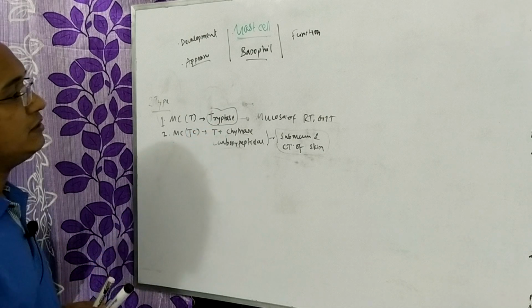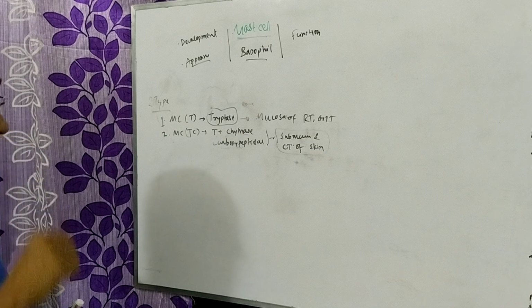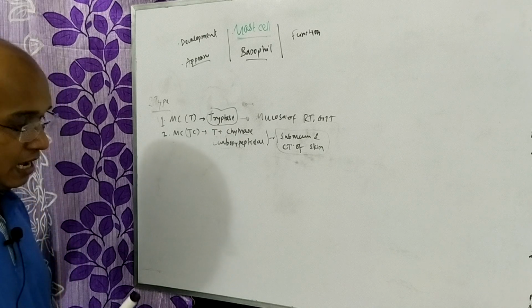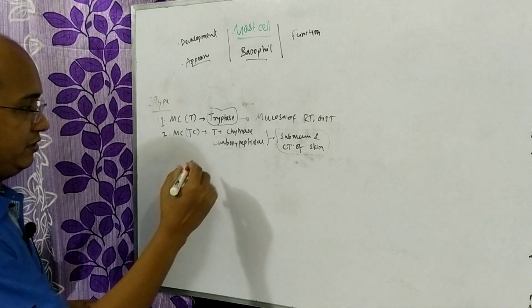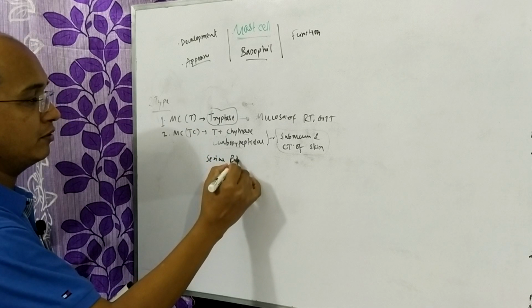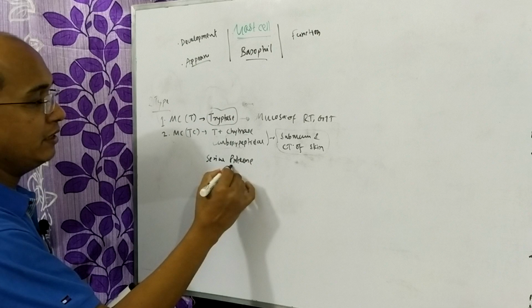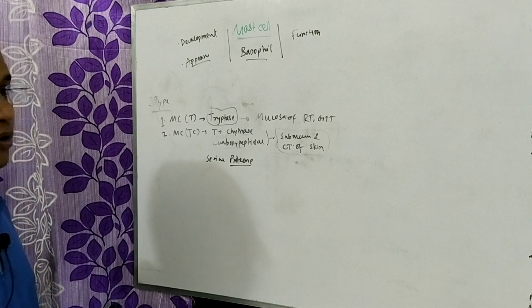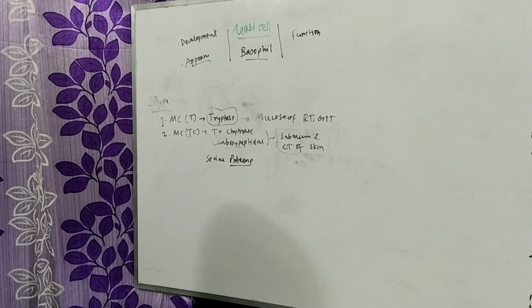Actually, this tryptase, chymase and carboxypeptidase are serine proteases. They are responsible for breakdown of tissue protein.